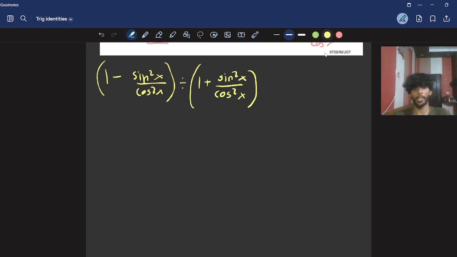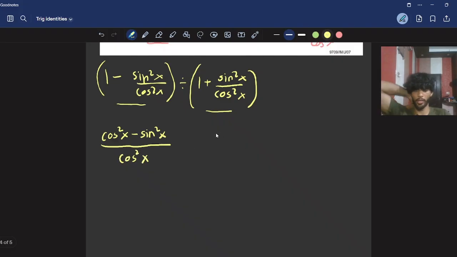Okay, we can expand the insides of the brackets. So this is going to be cosine squared x minus sine squared x. I'm just taking the LCM over here, cosine squared x. And then this will be cosine squared x over cosine squared x. We'll have plus sine squared x over here.